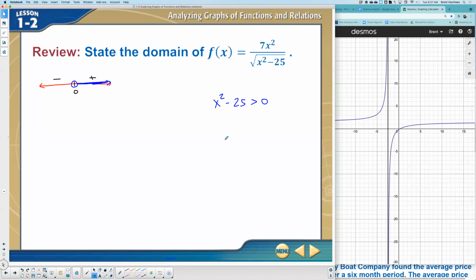Starting to click. So let's do a little algebra. What's our first step here? Add 25 to both sides. So again, opposite operations when you isolate a variable. So what's the opposite of a square?